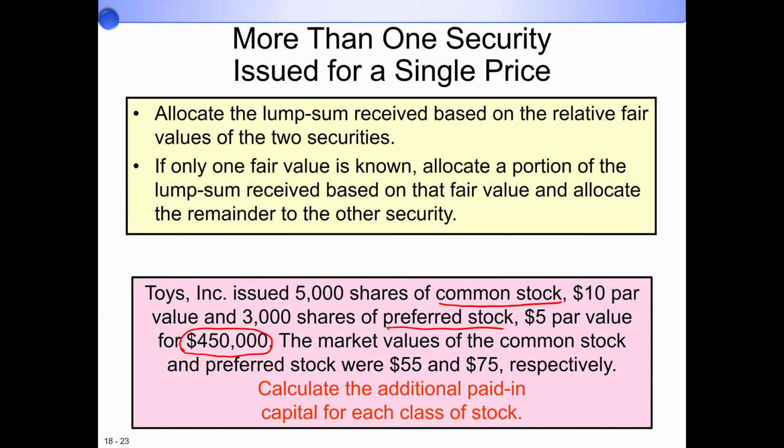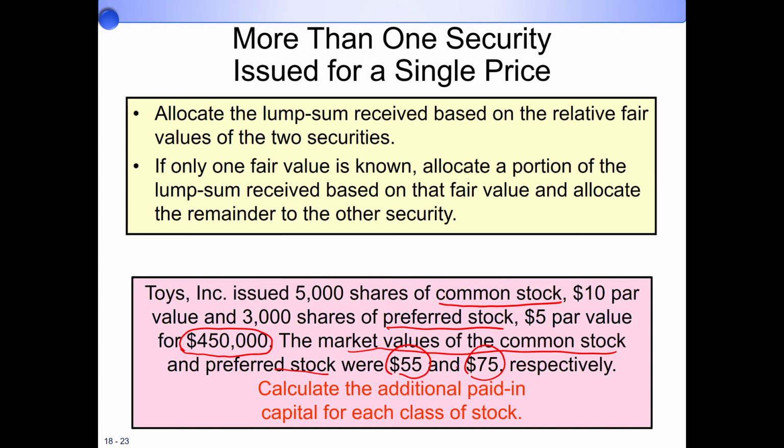So we know the total paid-in capital is 450. But we want to know what is the paid-in capital for common stock and what is the paid-in capital for preferred stock. So you want to separate that 450 into two parts. Then what are you going to do? You want to look at the market value of the common stock and preferred stock, which was 55 per share for common stock and 75 per share for preferred stock.